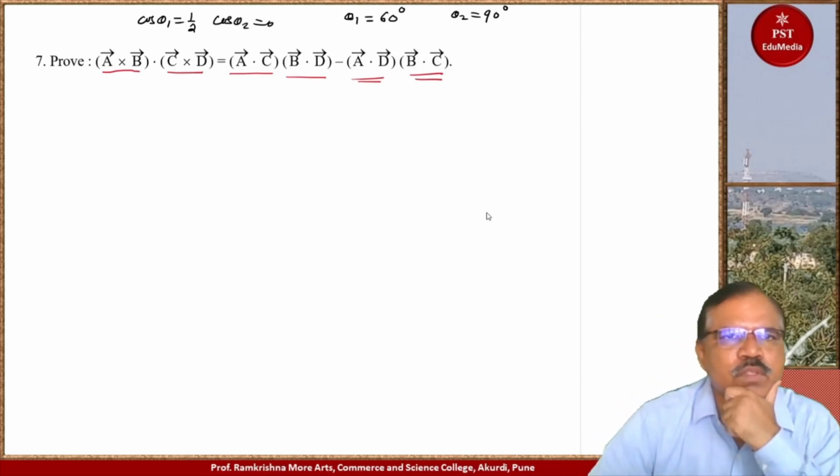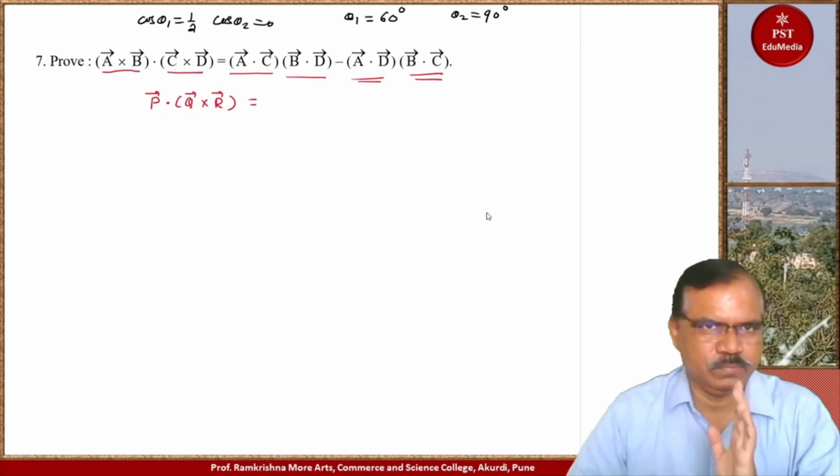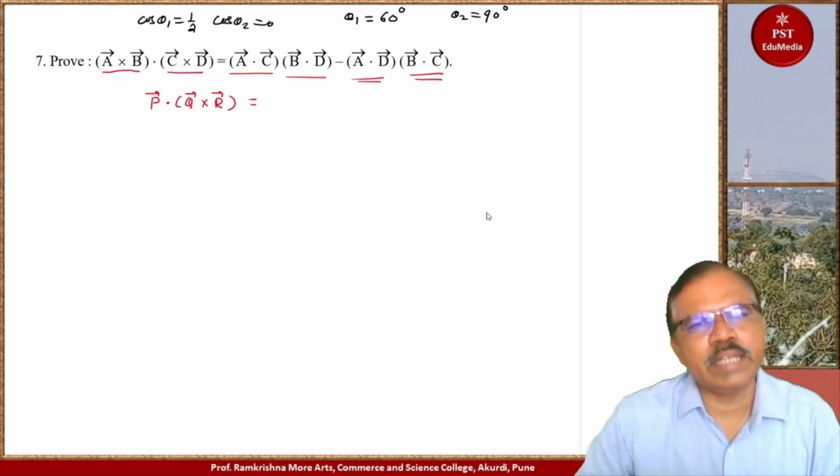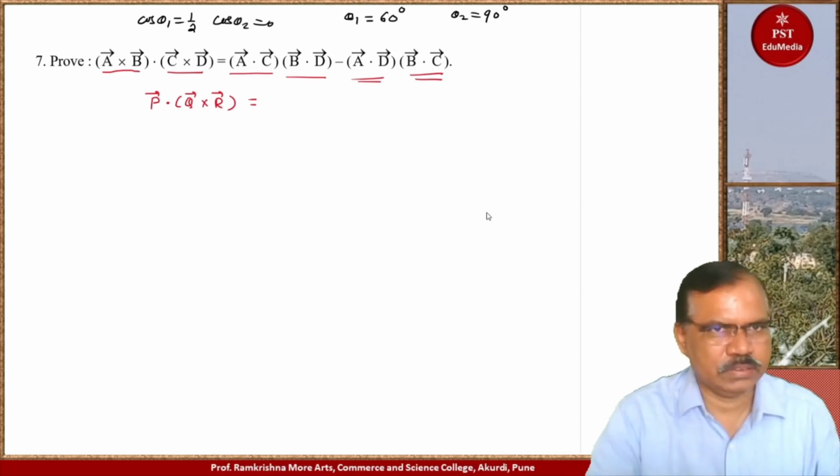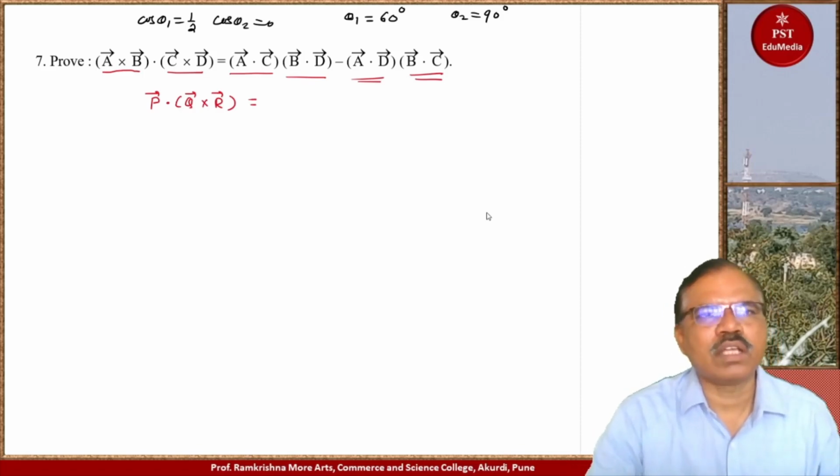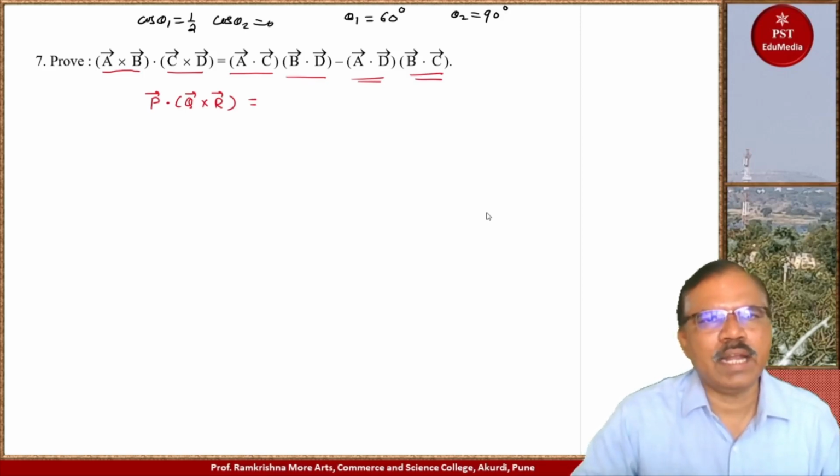Now here, suppose we have P dot Q cross R, the scalar triple product of three vectors. Now we know it is a scalar quantity. I have taken three vectors, P dot Q cross R. So you can write this as P cross Q dot R also.